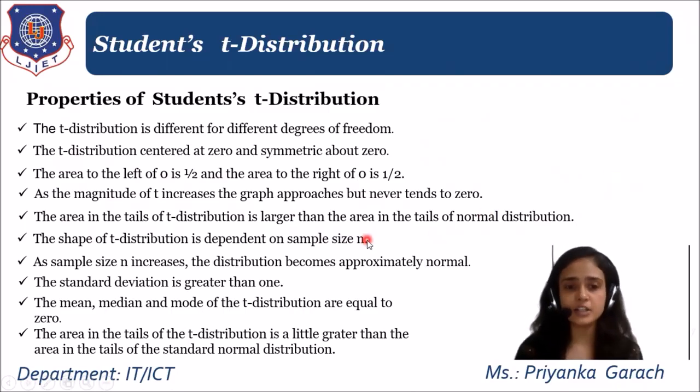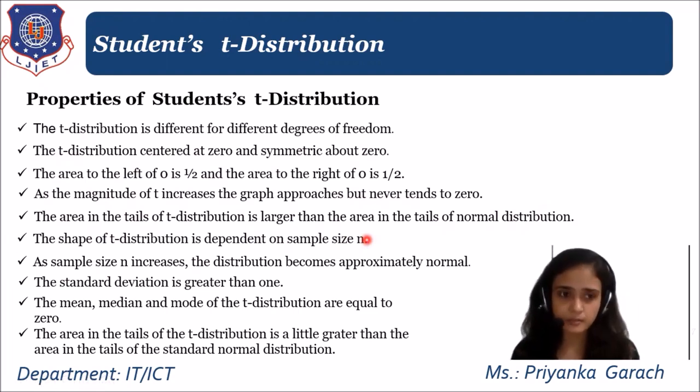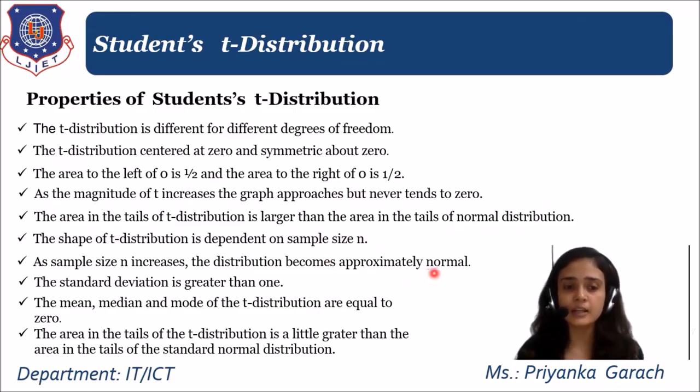Also, the shape of the t distribution is dependent on the sample size. As the sample size n increases, the distribution becomes approximately normal. So when the value of n increases, the curve of the student t distribution will become exactly like the normal distribution because its tail portion will decrease. It will look similar to the normal distribution as the value of n increases. Also, the standard deviation is greater than 1.